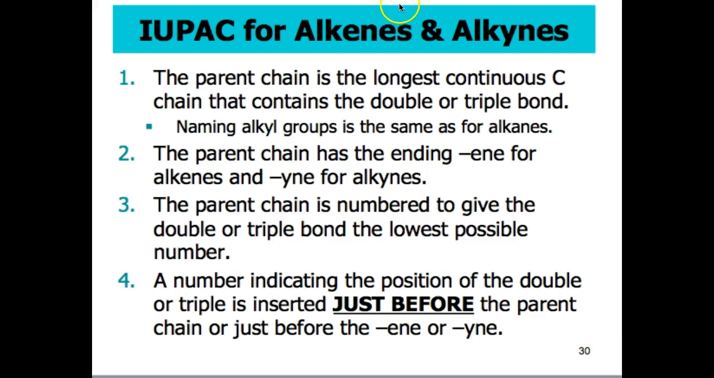Okay, let's talk about alkenes and alkynes. Very, very similar. So the parent chain is still the longest continuous carbon-containing chain that contains a double or triple bond. You're going to name the alkyl groups in the same way as you did for alkanes. The parent chain now is just going to have the ending ene if you're an alkene and yne if you're an alkyne. The parent chain is going to be numbered to give the lowest position for the double or triple bond, the lowest possible numbering. The number indicates the position just before the double bond or triple bond starts.